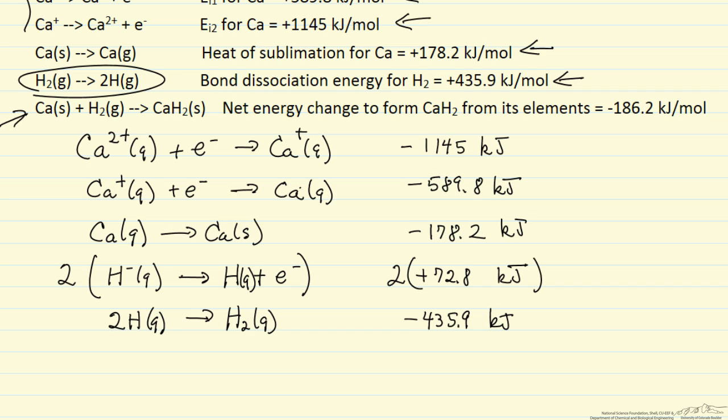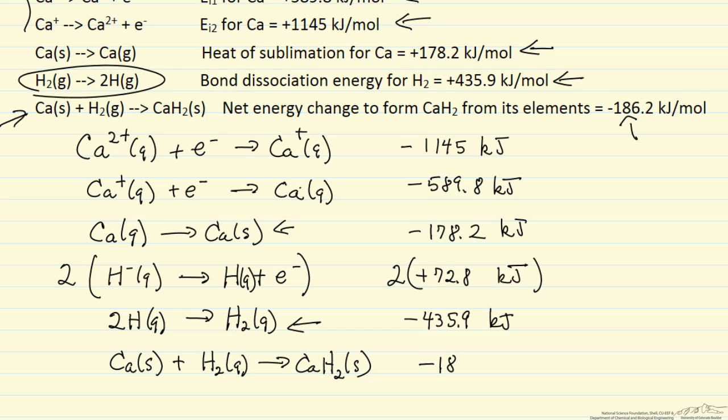The last step is to take calcium solid that we formed in this step, react with hydrogen, which we formed in this step, make calcium hydride solid, our desired product for reaction, and so delta H is minus 186.2 kilojoules. So the idea is then, if we've done this correctly, we add up these reactions, we should get our desired reaction. And if that's true, we can add up these delta H's to get our desired delta H.